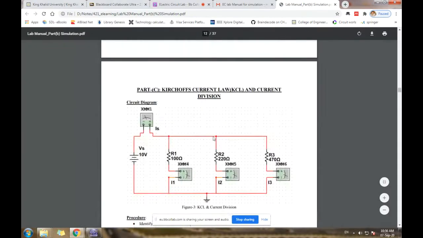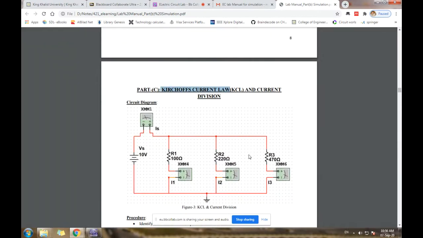Okay, understand? So let us start with Kirchhoff's current law. Similarly, Kirchhoff's current law states that the sum of all the currents is equal to zero. Or you can say that the currents which are incoming will be equal to the currents which are outgoing, right? So this is the circuit diagram.